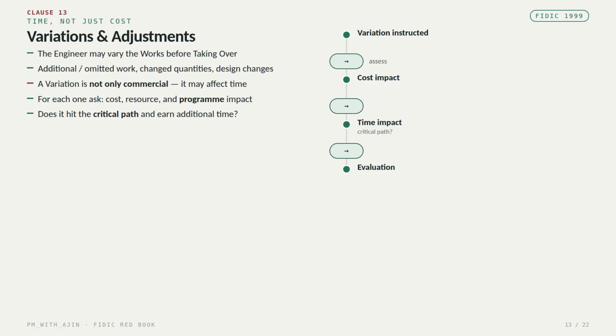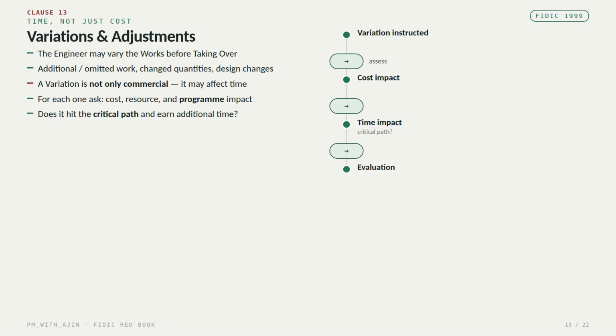Clause 13 deals with variations and adjustments. The engineer generally has the right to vary the works at any time before taking over, subject to the contract. A variation may involve additional work, omitted work, changed quantities, changes to design, or other modifications. But planners should remember one important point. A variation is not only a commercial issue, it may also affect time.